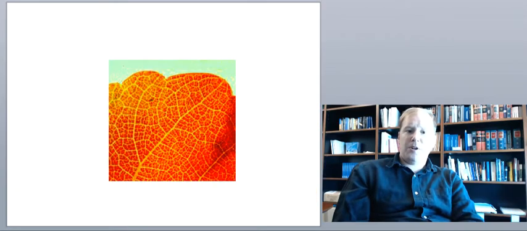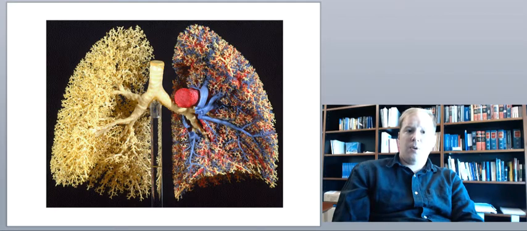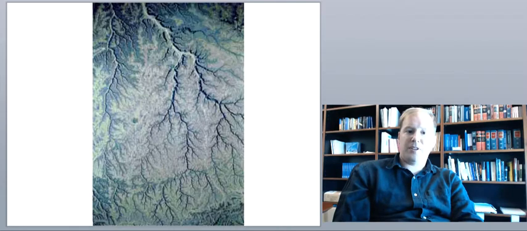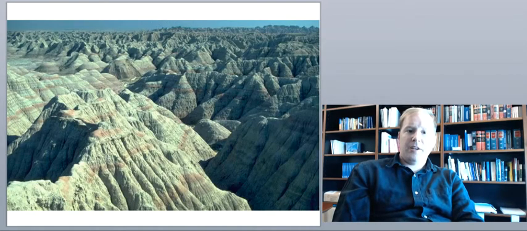Here's another example of trees and their fractal patterns. Or you can see it in a broccoli stalk, or in a cauliflower head, or in lightning, or in a fern or a leaf, or in the lungs, or in a coastline. Here's Norway's coastline, and you can see the fractal patterns of it. Here's another picture of the Earth with fractal river tributaries laid out. Here's the Badlands in South Dakota, and you can see the fractal patterns of the erosion that's occurred there.